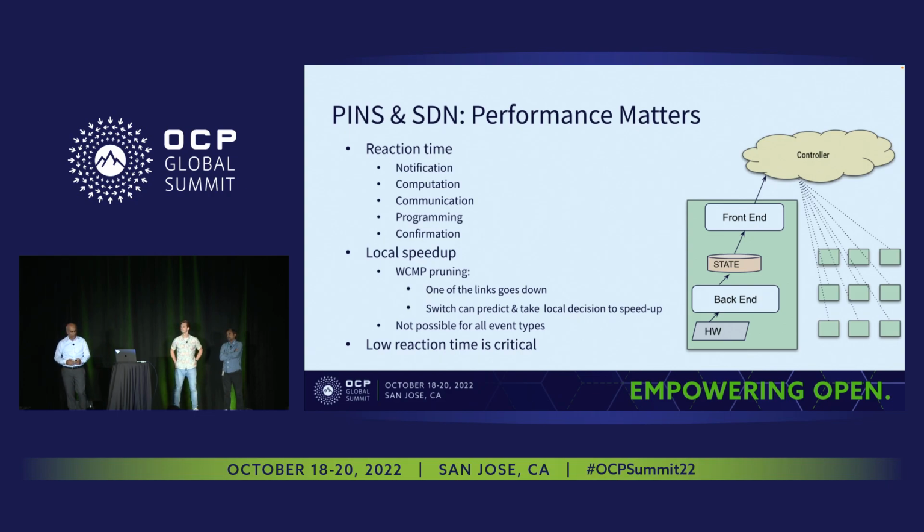to get the network back up and running. And there are scenarios like WCMP pruning where a local speedup can happen. In cases where, let's say, there is a WCMP group and one of the member links goes down, the switch can correctly deduce that the controller is going to ask it to remove that link from the group. So it can take an action before going through a notification, computation, communication loop. And there are places where you can do local speedups. But this is not possible in all scenarios. So end-to-end performance of reaction time is an important criterion for SDN networks.